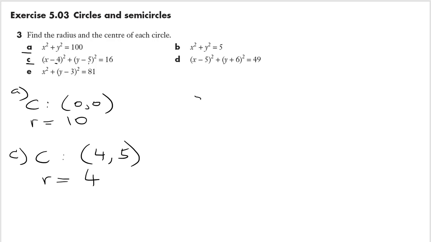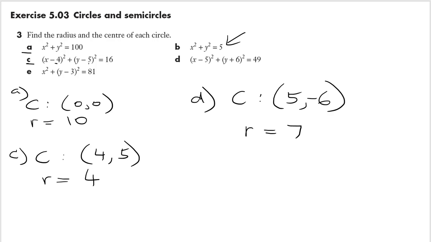If we go on to D, I'll just do D. The centre, x equals 5. And because we've got a positive number in here, this will give us the centre at y equals -6. And the radius, the square root of 49, which is 7. Here's an example where we don't have a square number, so the radius in that case will be the square root of 5.